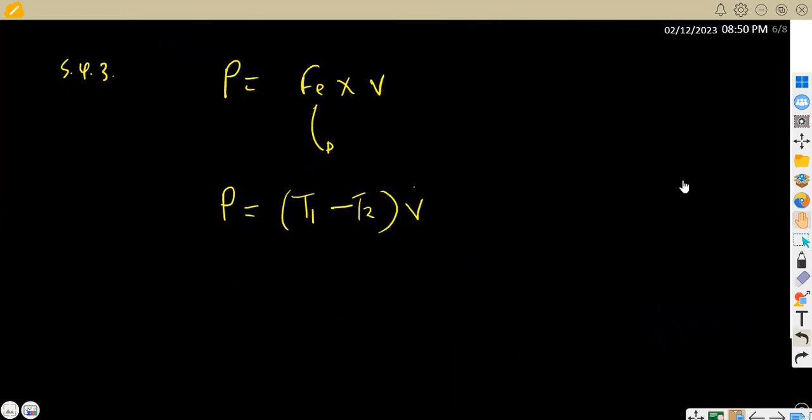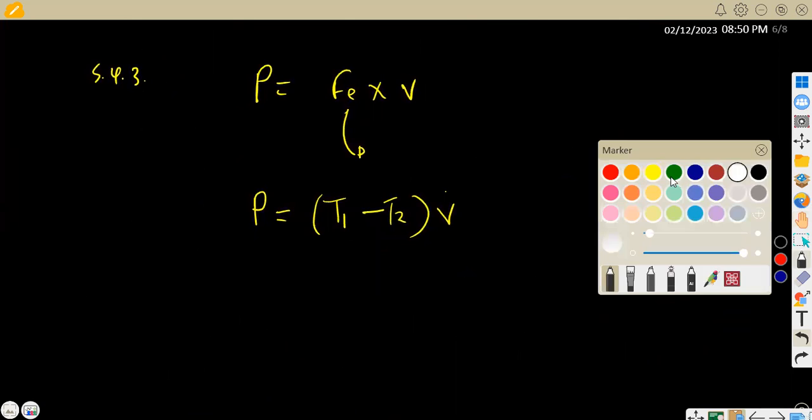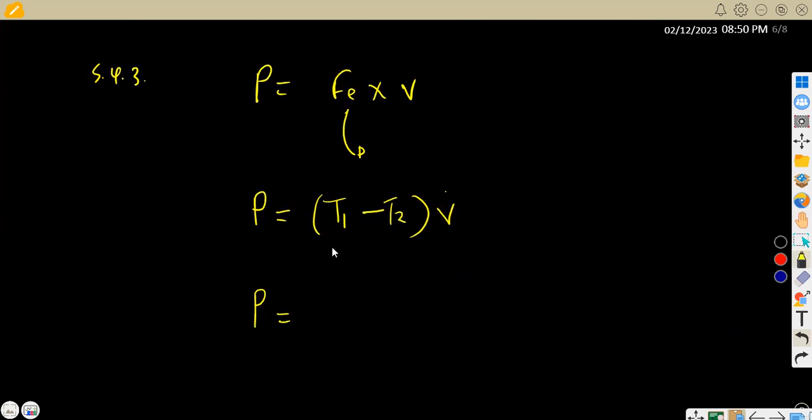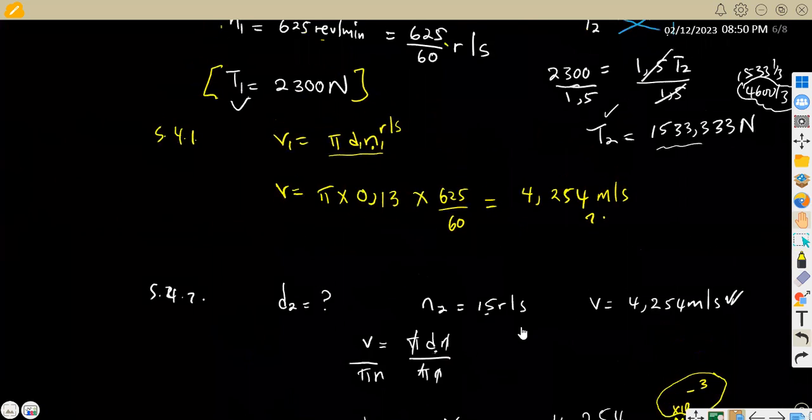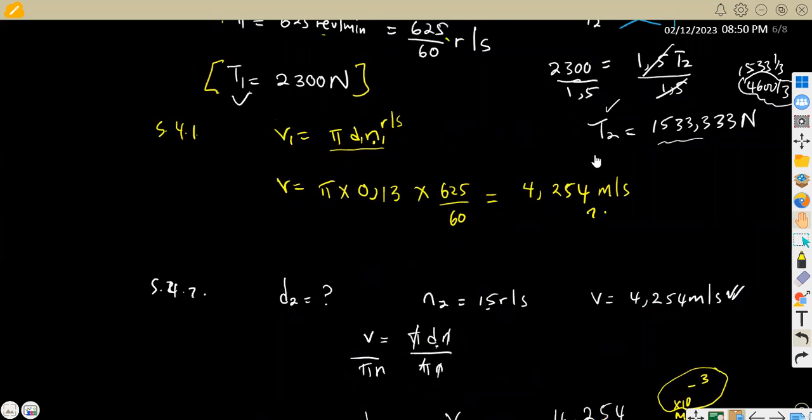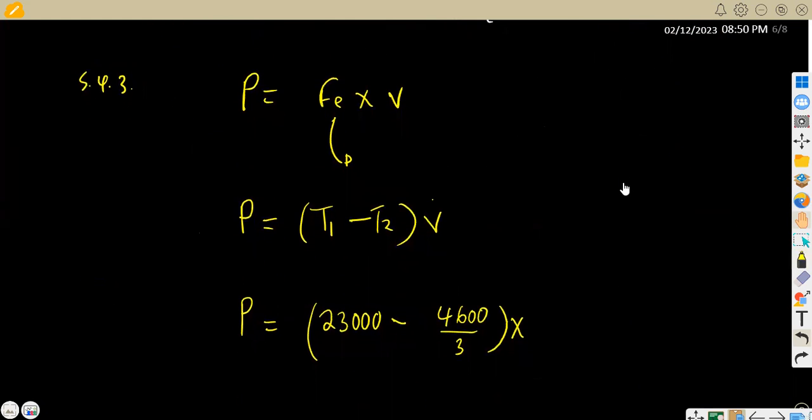The velocity, we calculated that one before also. So from our formula, P is equal to T1, remember our T1 was 2,300, minus T2. I'm just going to use a fraction, but you can use the decimal. So using a fraction, that's 4,600 over 3, times the velocity, which we calculated previously. Remember, our velocity here was 4,254. So if you multiply this by 4,254, we are going to have the resultant power.